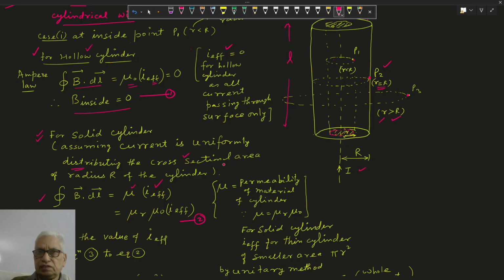of the medium solid. Whatever is the medium material of the cylinder, we are taking the permeability of the medium. And permeability of the medium, relative permeability is defined as permeability of the medium upon permeability of the vacuum. After cross multiplication, we can write like this: mu equal to mu r into mu naught. And what is the effective current? We have to find out the effective current by unitary method.